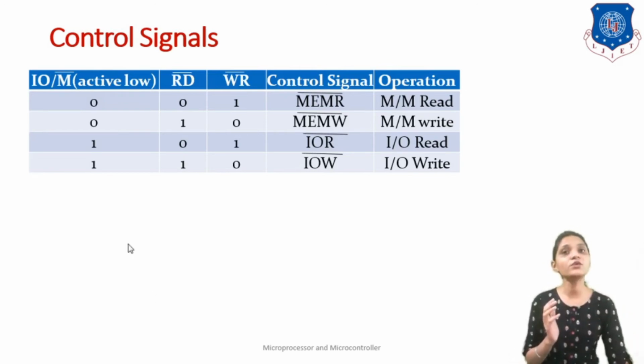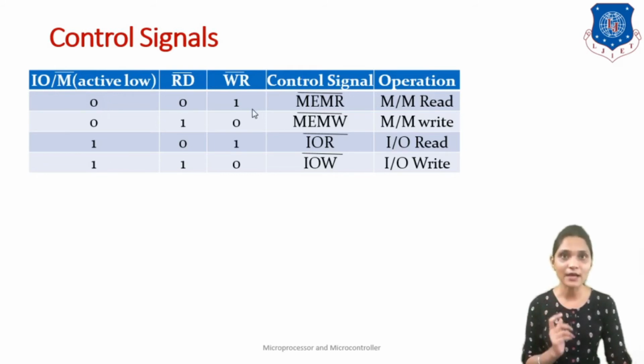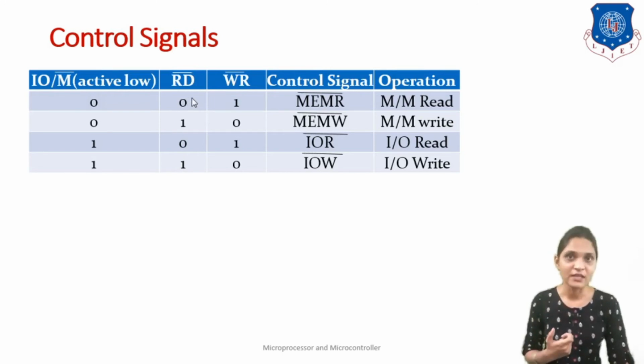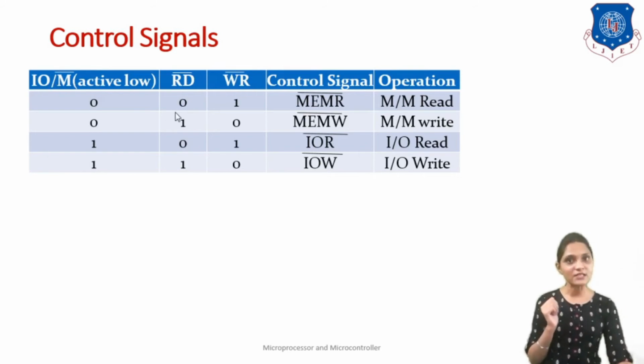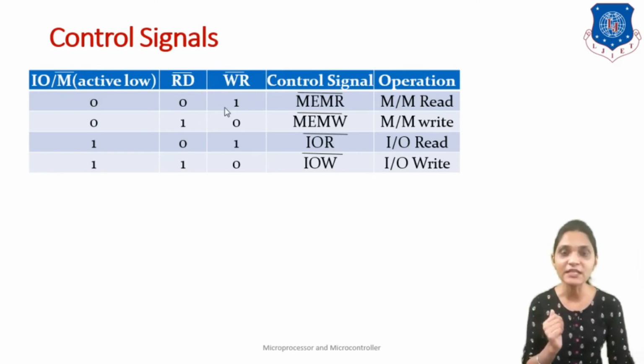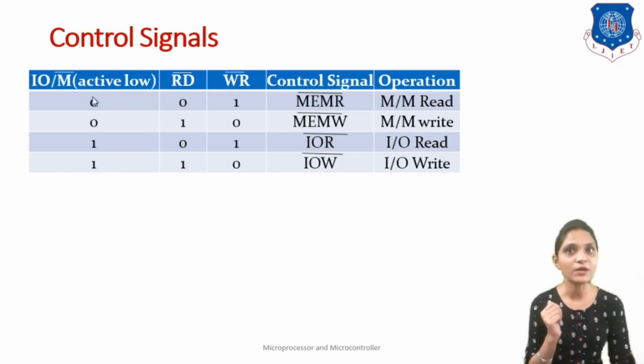Okay, if IO comma M bar is 0, and RD bar is 0, and WR bar is 1. Here RD bar and WR bar are active low, that means whenever its value is 0, it is active. Here RD bar is 0, that means your read control signal is active. That means you have to read, but you have to read what? You have to check IO comma M bar. If it is 0, then you have to read the memory. If it is 1, then you have to read the IO device. Okay, so if IO comma M bar is 0, RD bar is 0, and WR bar is 1, then you have to do the task of reading, but of what?